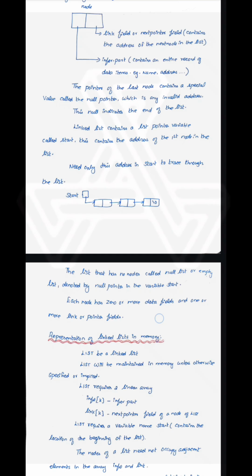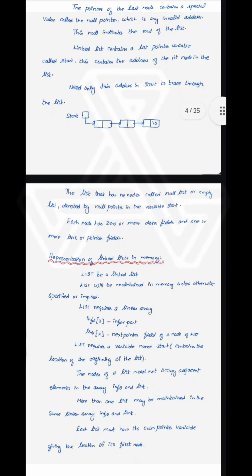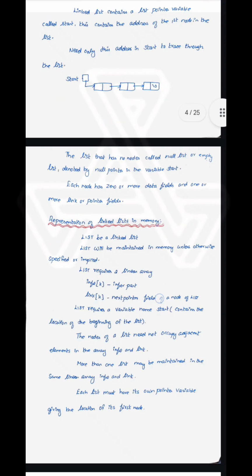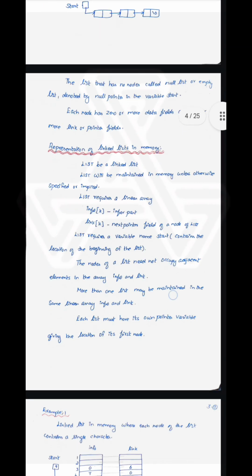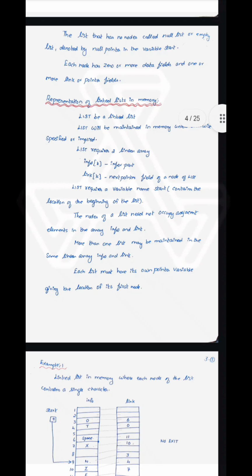A linked list contains a list pointer variable called start. This contains the address of the first node in the list. We need only this address in start to trace through the list. If start is null, the list has no nodes and is called a null list or empty list, denoted by the null pointer in the variable start. Each node has zero or more data fields and one or more link or pointer fields. Representation of the linked list in memory.